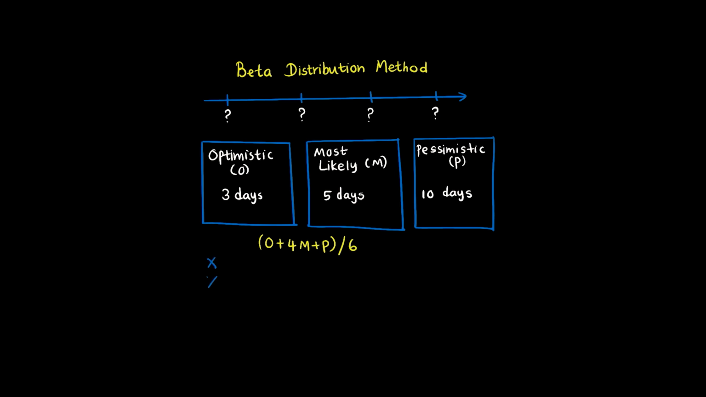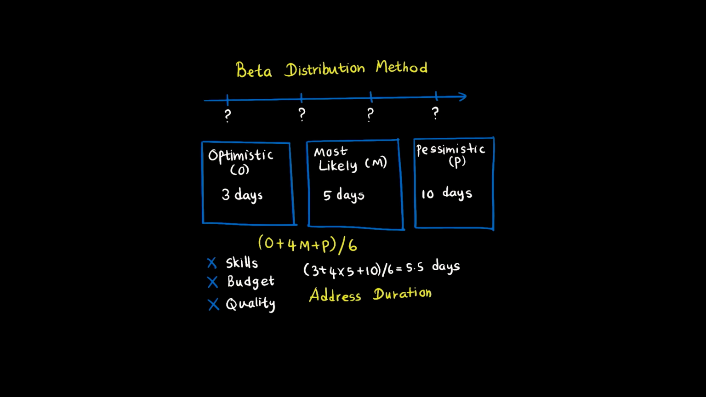This isn't about employee skills, budget priorities, or quality standards. Those are different project concerns entirely. The beta method specifically tackles duration, estimate variation, the uncertainty inherent in predicting time. By combining 3 scenarios, it produces a more realistic duration that accounts for possibilities.